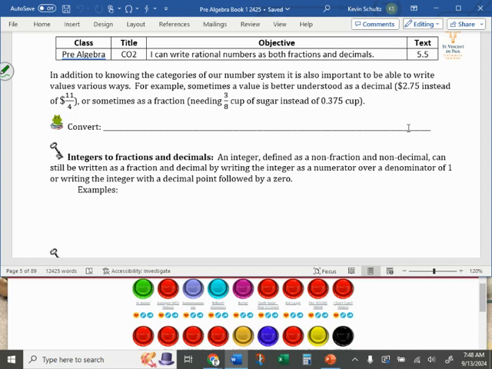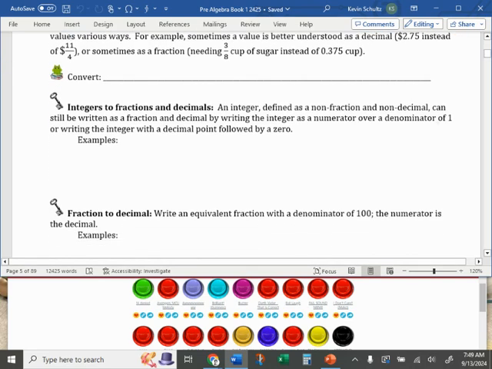Those who like to bake, who are my bakers in the class? When you're reading a recipe and you need 3/8 of a cup, infrequently, possible, but infrequently you see that written as the decimal 0.375. Baking is a situation where we use fractions. Money is a situation where we use decimals, but they would have equivalent values. So we're going to talk about converting today.